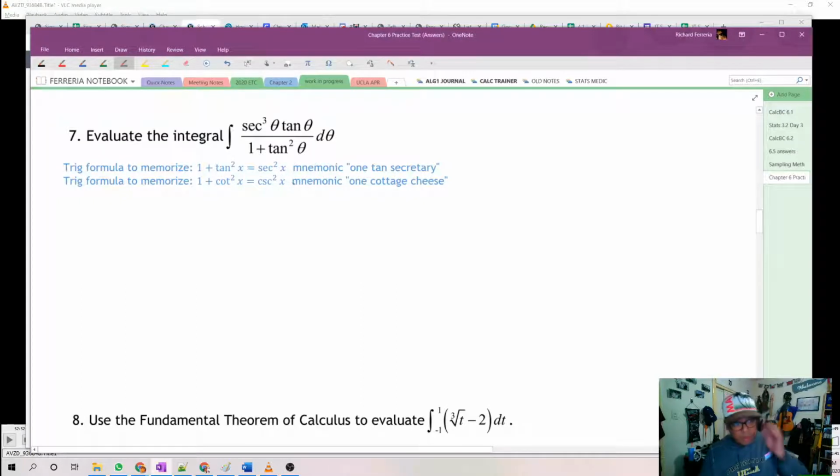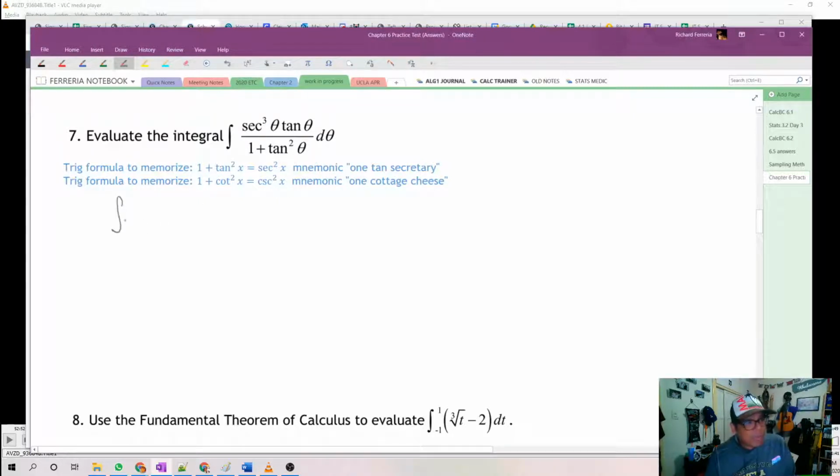All right, so 1 tan secretary, 1 plus tangent squared equals secant squared x. The other trig formula that kind of goes along with that is 1 plus cotangent squared x equals cosecant squared x. And the mnemonic for remembering that one is 1 cottage cheese. 1 cottage cheese isn't quite as memorable as 1 tan secretary, I guess. Or, I don't know, maybe it is if you really like cottage cheese. So, let's see how this gets put into action.